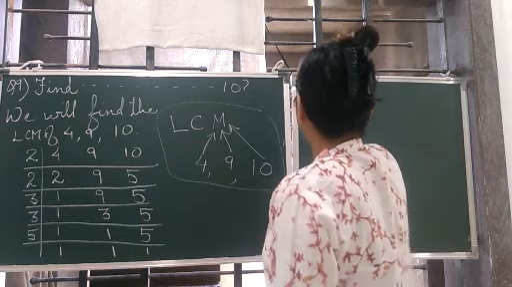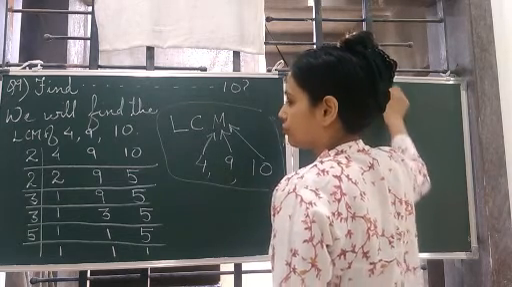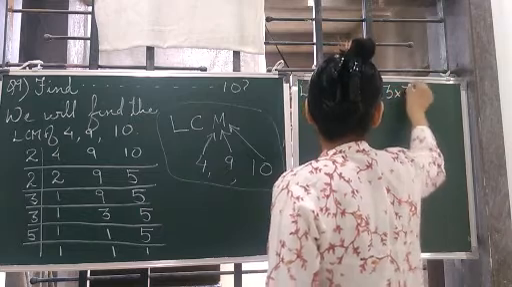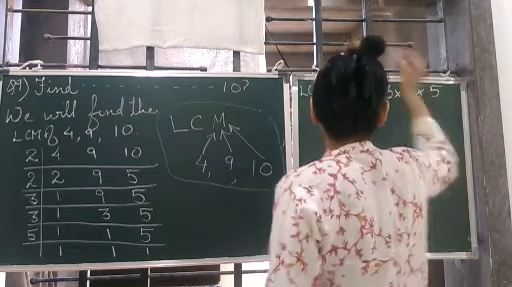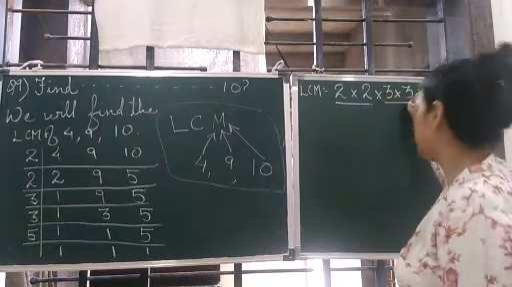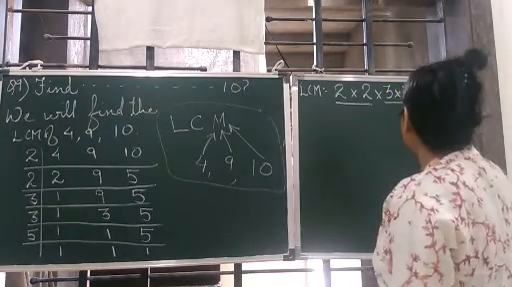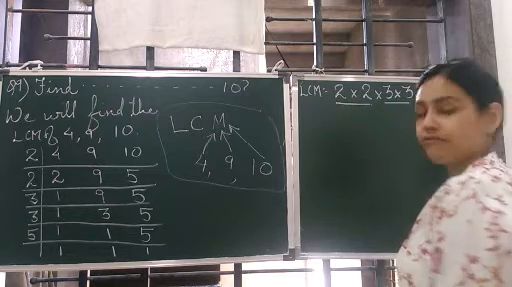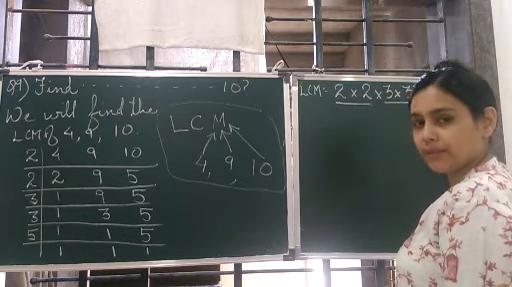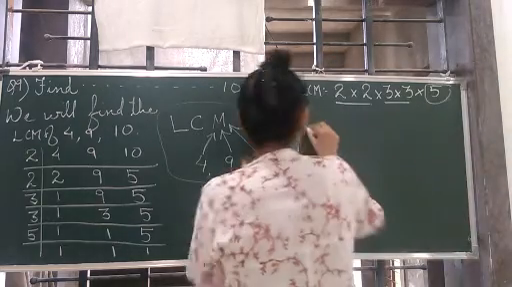So LCM is equal to 2 into 2 into 3 into 3 into 5. Now you check, you make the pairs. This is a pair, this is a pair, but this is not a pair. So what to do? If we multiply the factors by 5, we get a square number. So let's do it.